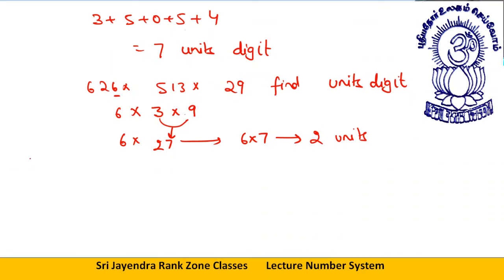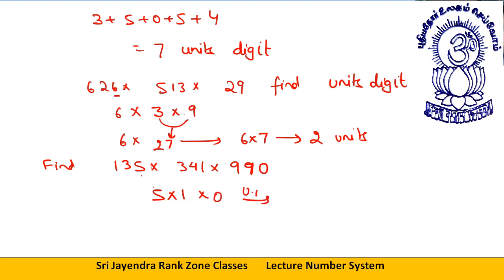The next question is, find the unit digit of 135 into 341 into 970, let's say. So what will happen is, you multiply 5 into 1 into, here we have a 0, so our unit digit will be what? Unit digit will be 0. This is the basic thing. Okay, let's move to the next part.